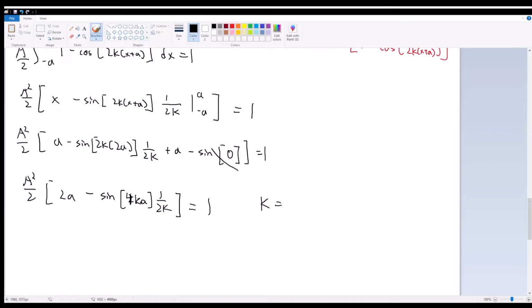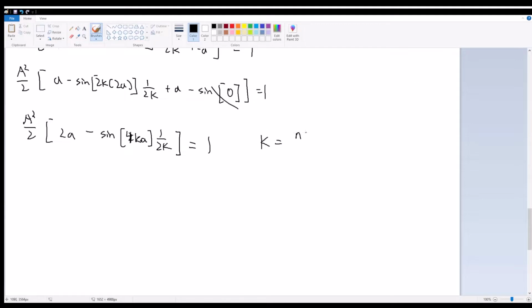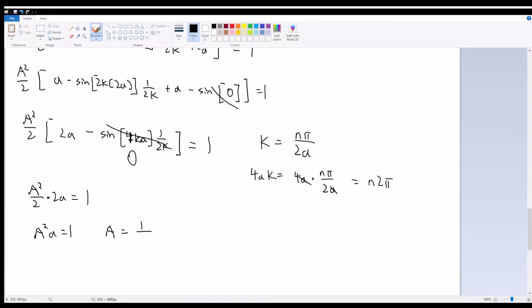Then we recognize that k is equal to, as we defined above, n pi over 2a. So if we multiply this by 4a, then 4a times k is going to equal 4a times n pi over 2a, the a's cancel, and we get n times 2 pi, so 2 pi, 4 pi, 6 pi, etc. That's also going to equal 0 always, so this goes to 0 as well. So we get A squared over 2 times 2a is equal to 1, or A squared a is equal to 1, so A is equal to 1 over the square root of a.